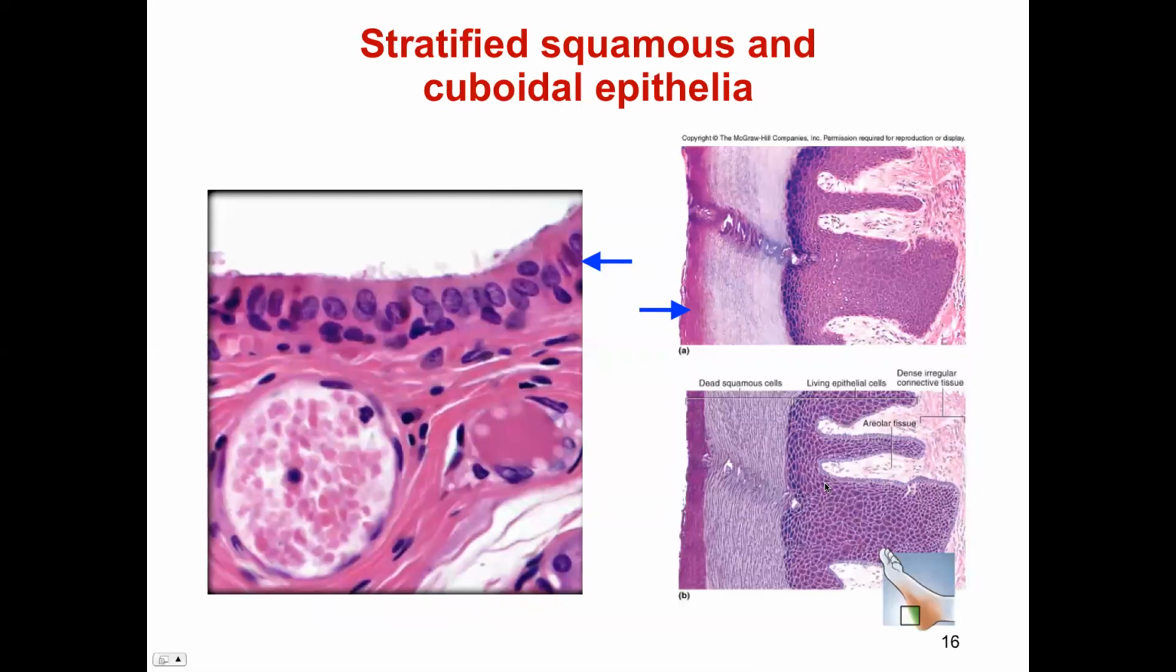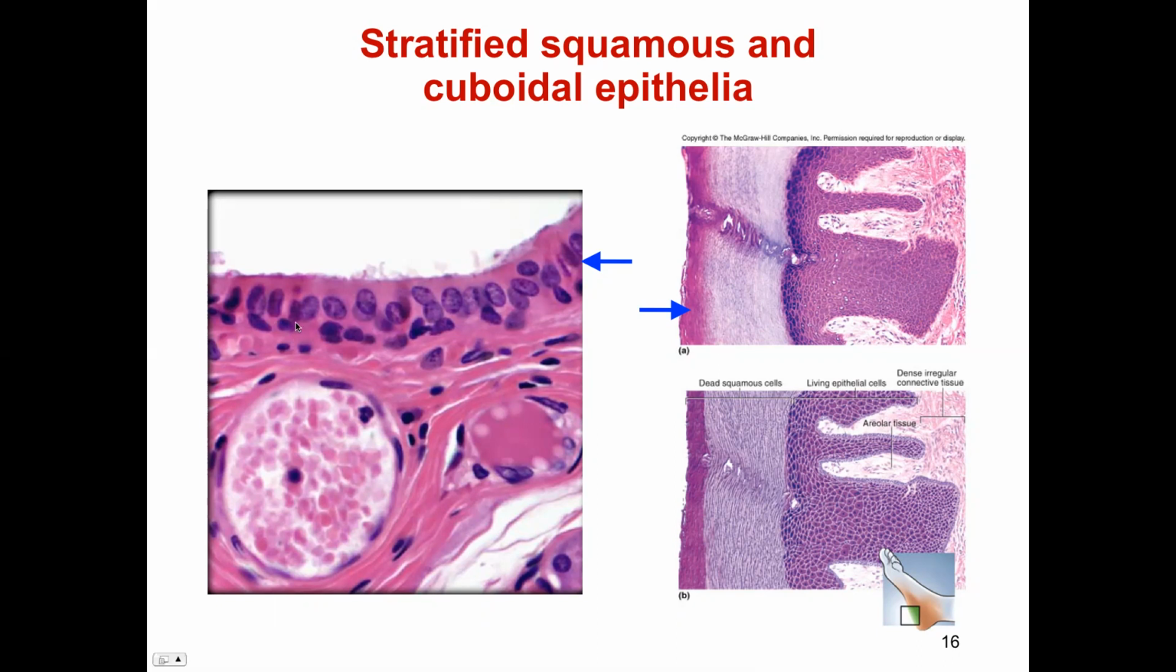Now here you have a stratified squamous and a stratified cuboidal. And this is tough because I understand this looks very much like a pseudostratified. But the difference is that I can see layers of these nuclei, so I know that it's probably a stratified cuboidal. This is not very common. I think there's just one example of this. I think it's in the kidney. I'm trying to remember where. Oh, it could be in the testis. That might be where it is. So this is kind of unusual. Usually cuboidal is simple.